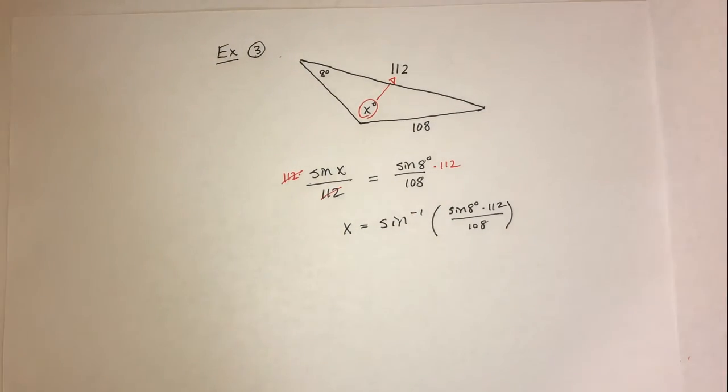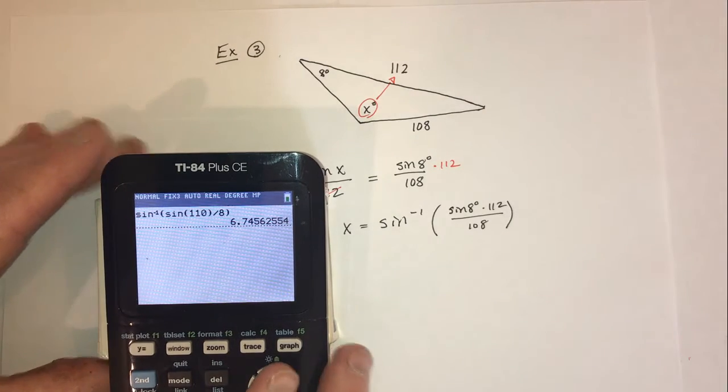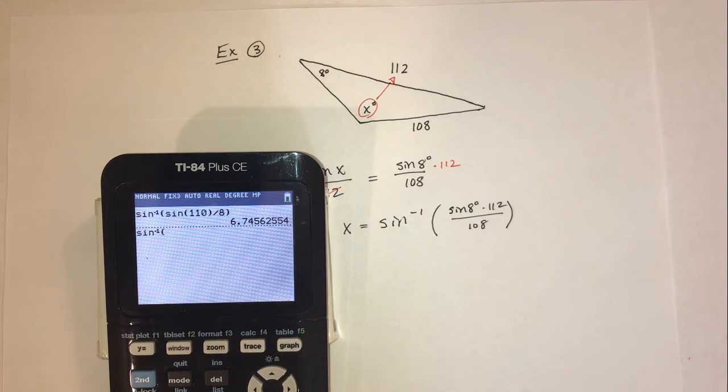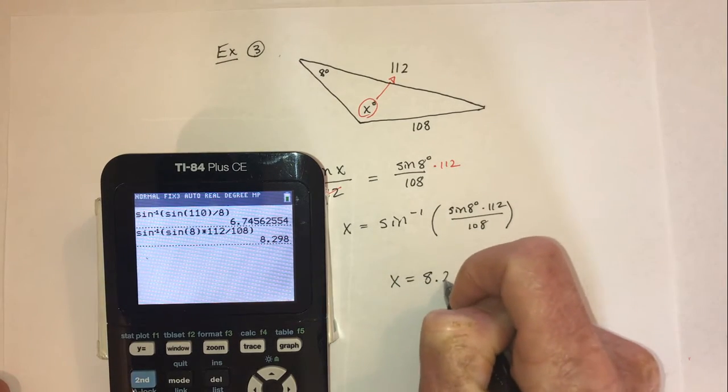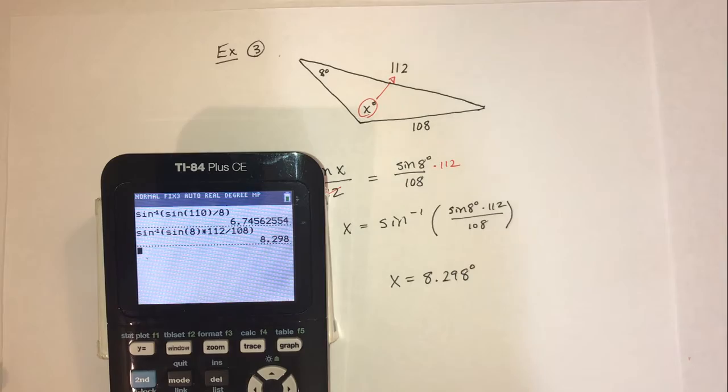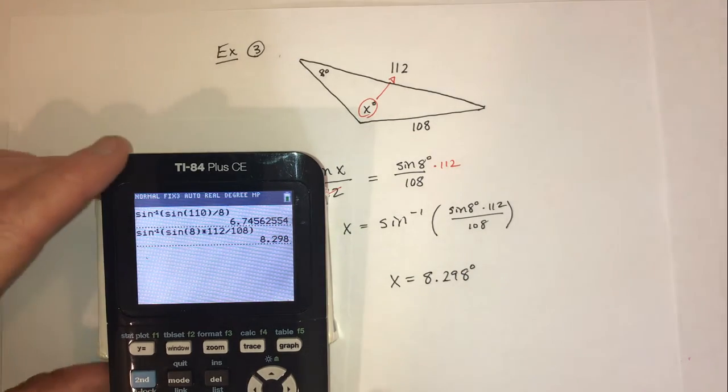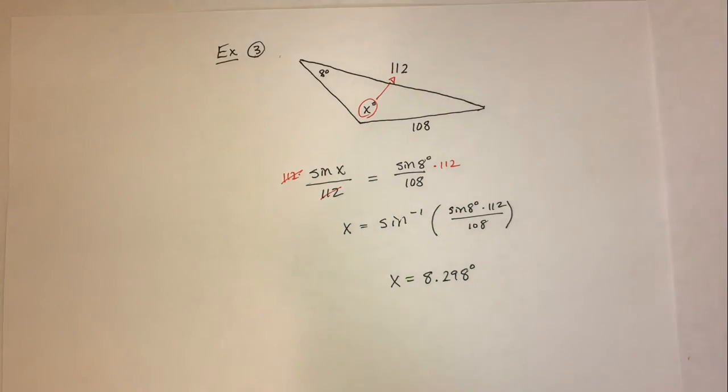So how much is that? Sine inverse of sine of 8 degrees, times 112, divided by 108. And it equals 8.298 degrees. So what that means is the way that I drew the picture is incorrect.